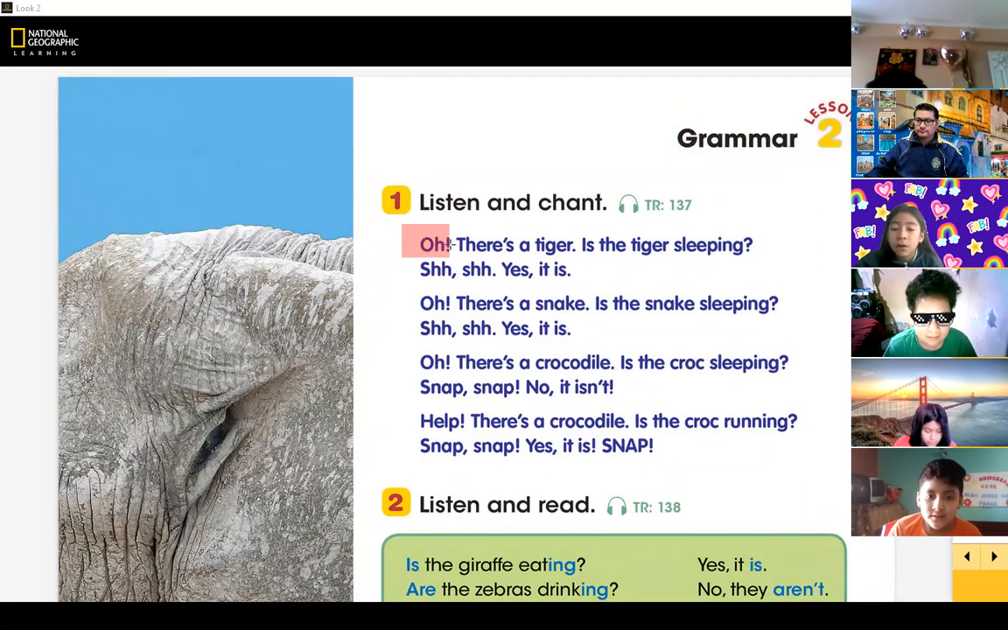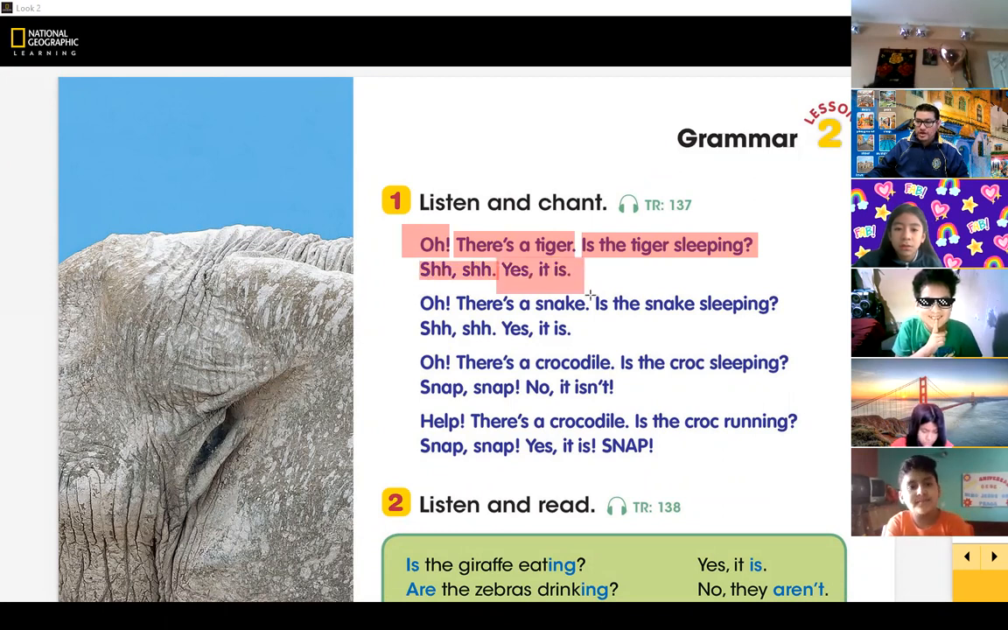Oh, there's a tiger. There's a tiger. Is the tiger sleeping? Shh, shh. Yes, it is. Yes, it is.